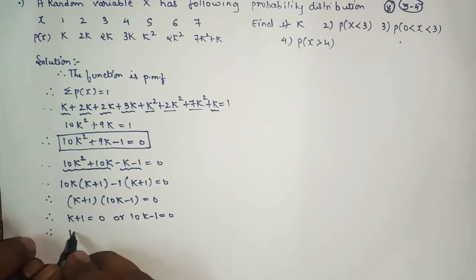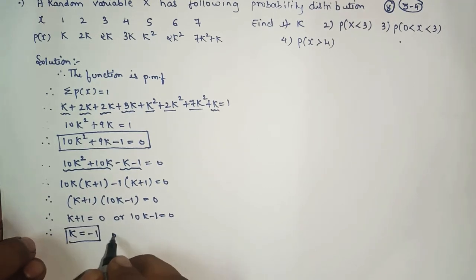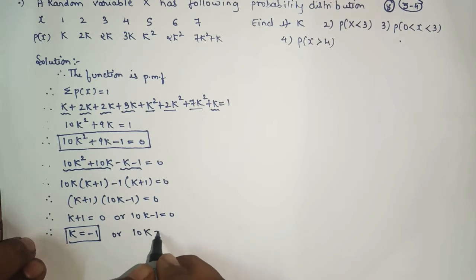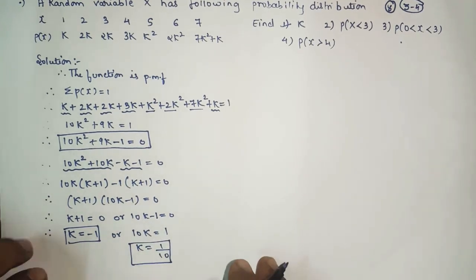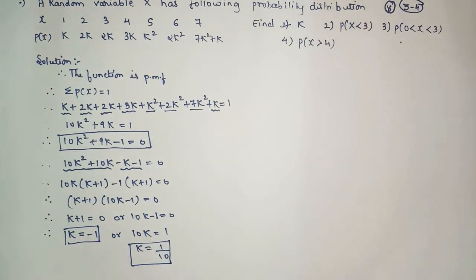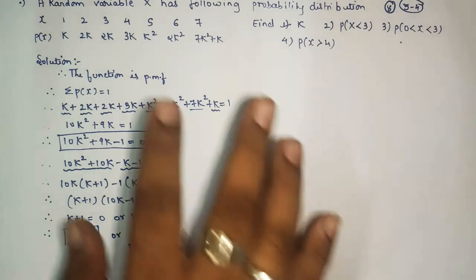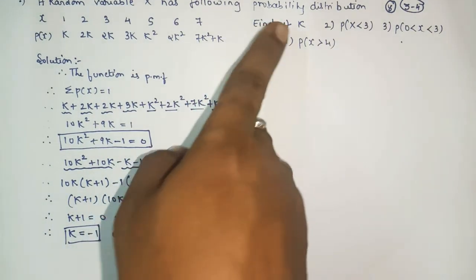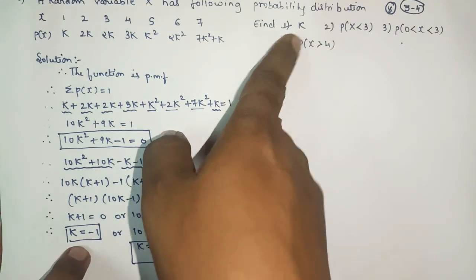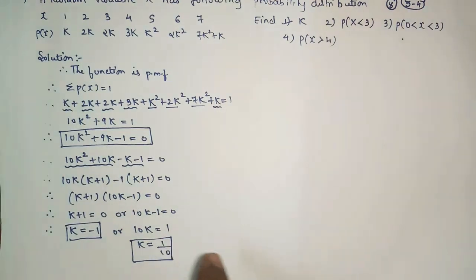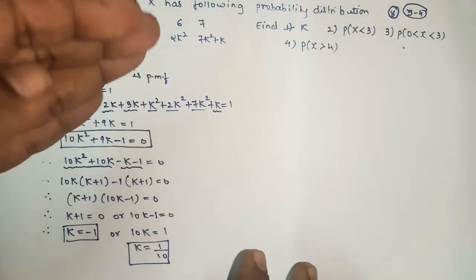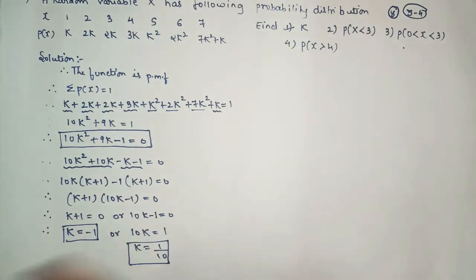So therefore k equals minus 1. Here we got one value of k, and the second value is 10k equals 1. So therefore k will be equal to 1 by 10. So now we got two values of k, but we have to find the value of k. Now we have to check which value satisfies the probability distribution. And when you replace the value of k, the function should be a PMF also.